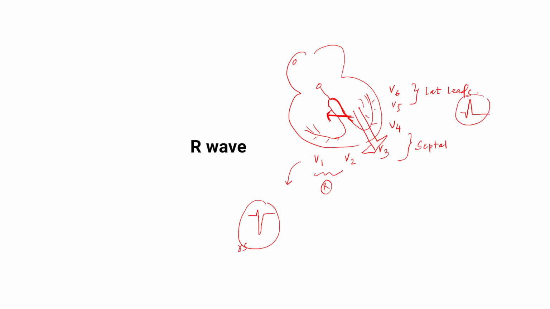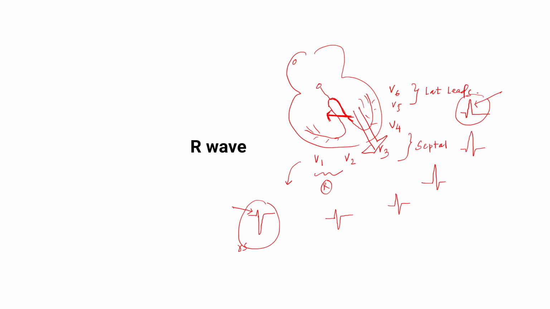Now, what will happen in the in-between leads? You can see in V1 the R is very small, but in V6 the R is very large. Gradually from V1 to V6, the amplitude of the R wave will increase, and the depth of the S wave will gradually reduce. So V1, V2, V3, V4, and V5, something like this.